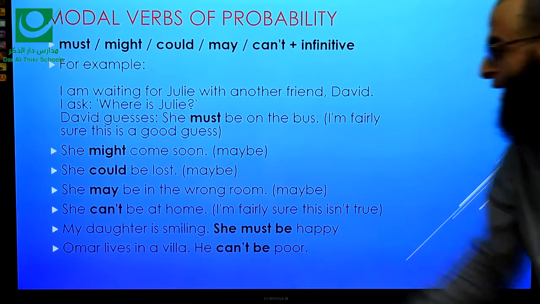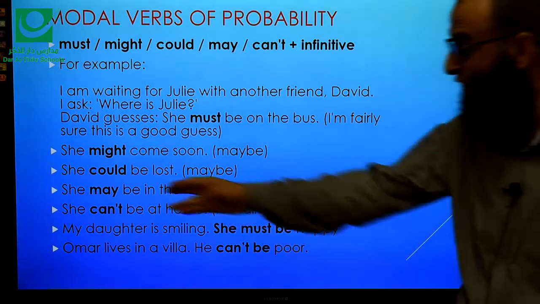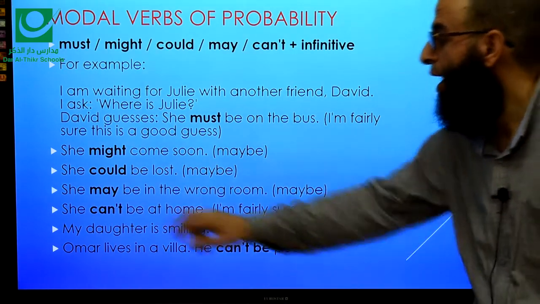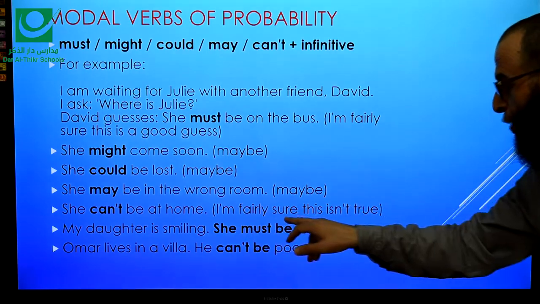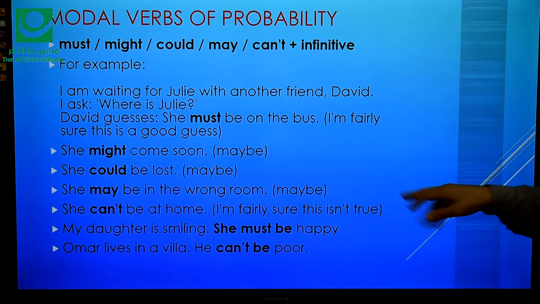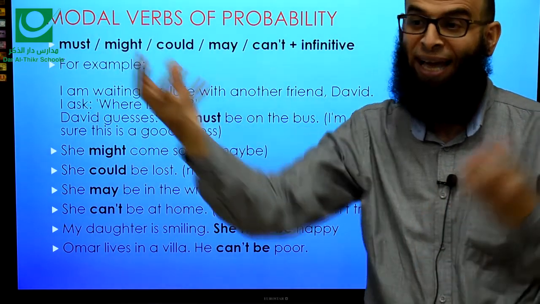Next, she may be in the wrong room. Of course, again, this one is not sure. She can't be at home. I'm fairly sure this isn't true. So, who can tell me what is the difference between must and can't?